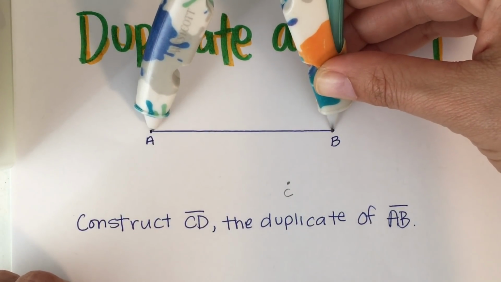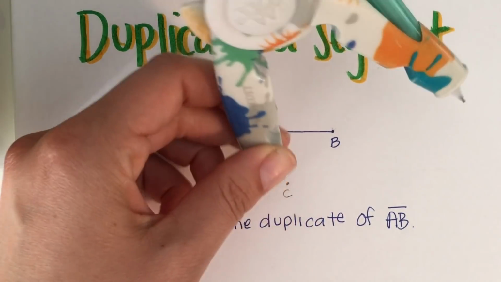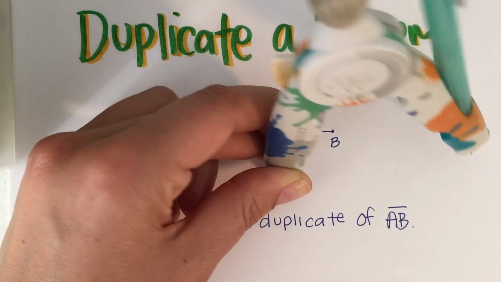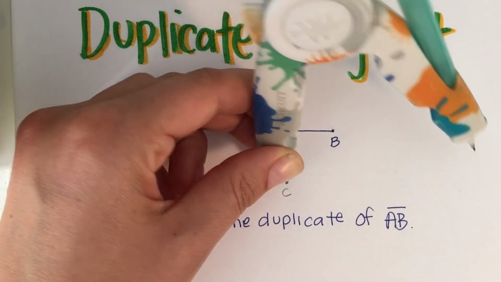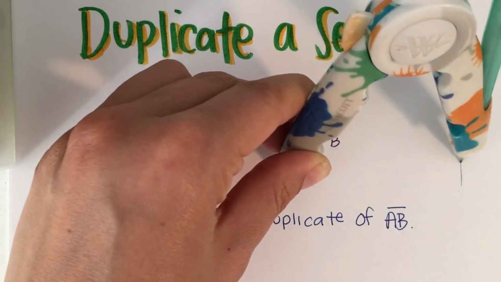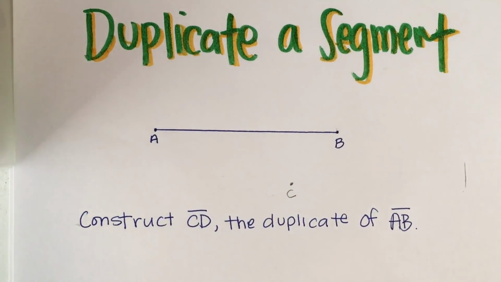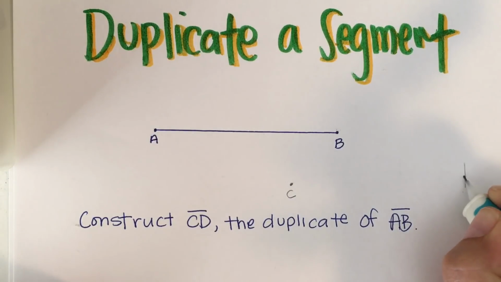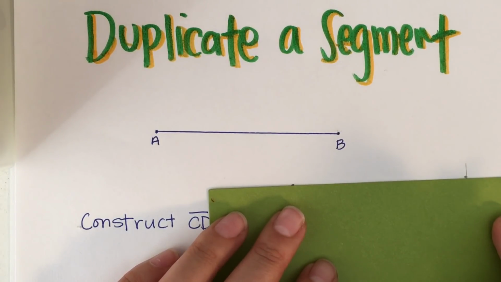So now that I have the length of AB, I want to duplicate that starting at point C and extending in the direction that I'd like. So from C, point D needs to be somewhere along the arc that I just drew. So I'm going to go ahead and label here D, and then I'm going to take my straight edge and connect point C and D.